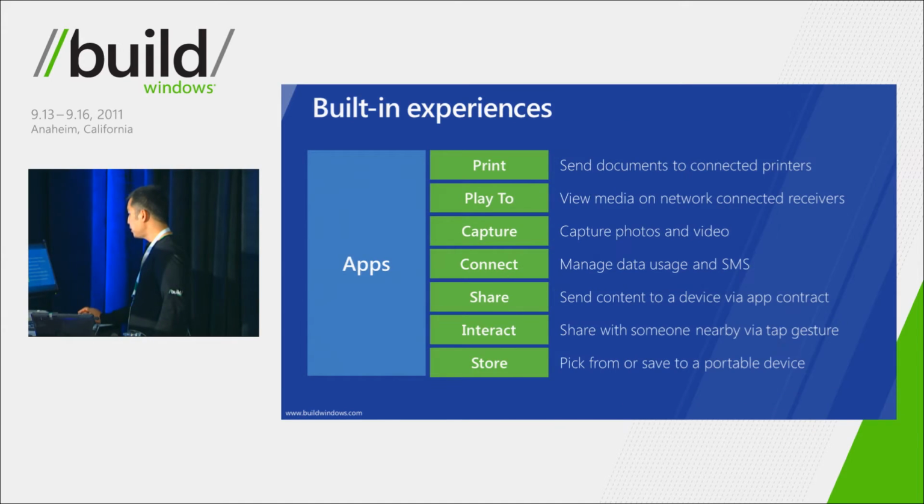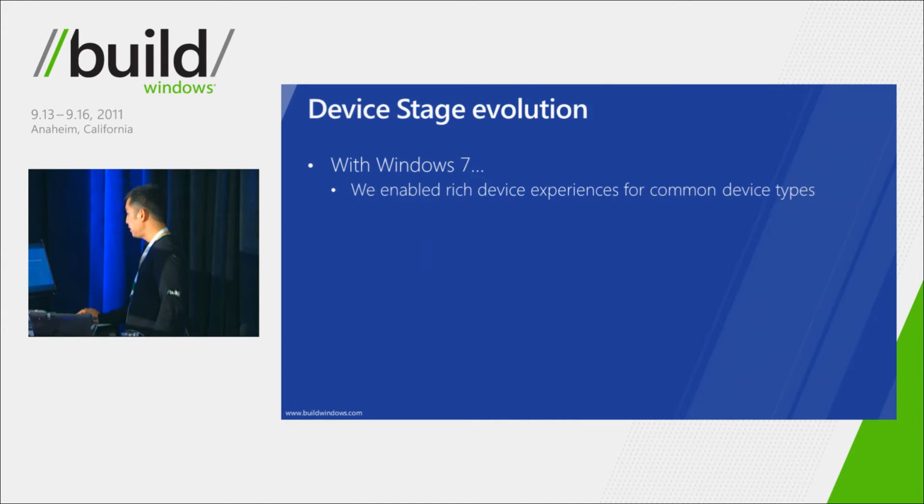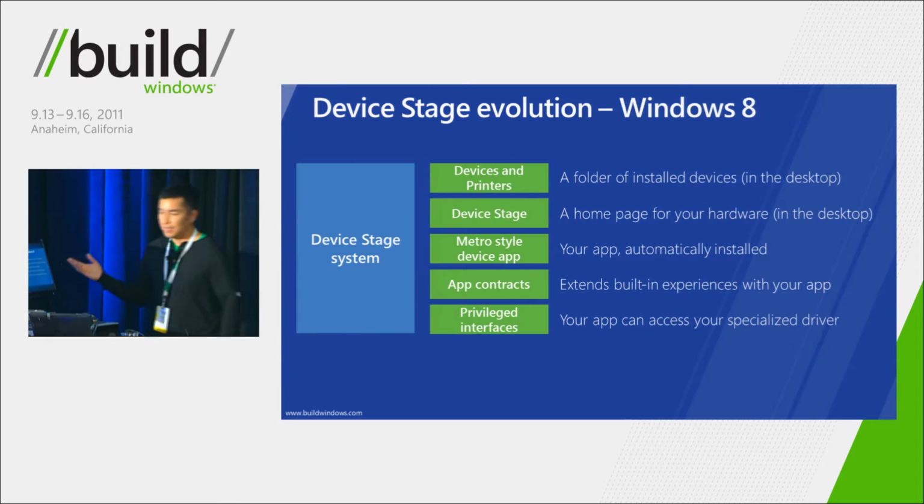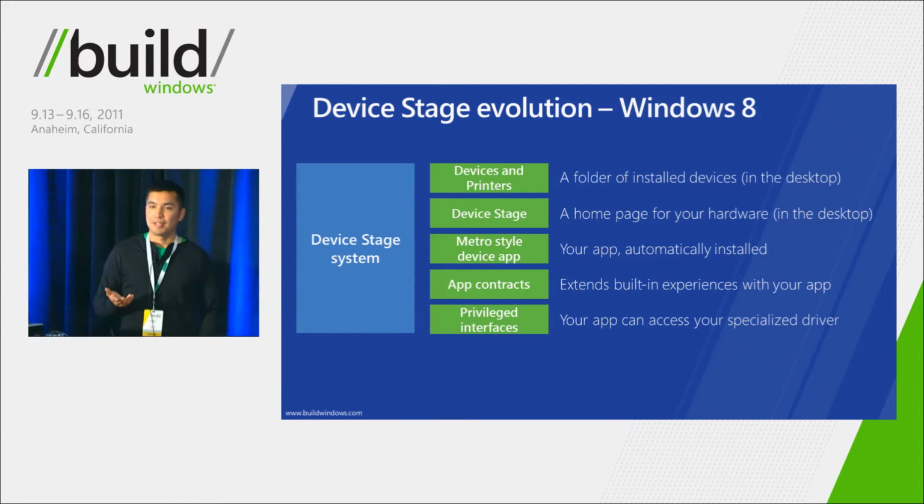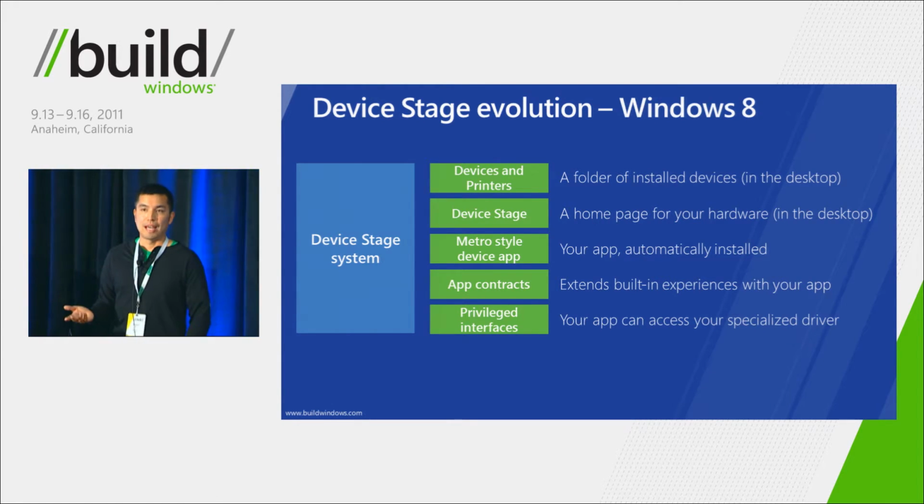If I go back to the part where I talk about device stage, then what you'll see is that although we've extended the device stage system to cover Metro-style apps, we continue to support devices and printers and device stage because we think that those are good experiences in the desktop, and they'll continue to be available to users exactly as they are today.